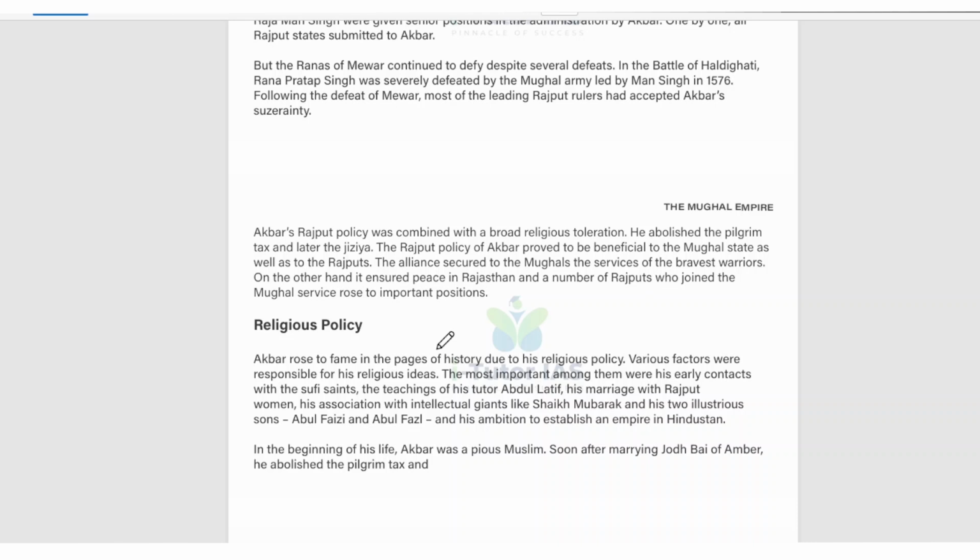The Rajput policy of Akbar proved to be beneficial to the Mughal state as well as to the Rajputs. The alliance secured to the Mughals the services of the bravest warriors. On the other hand, it ensured peace in Rajasthan, and a number of Rajputs who joined the Mughal service rose to important positions. So that is the relationship with Rajputs.